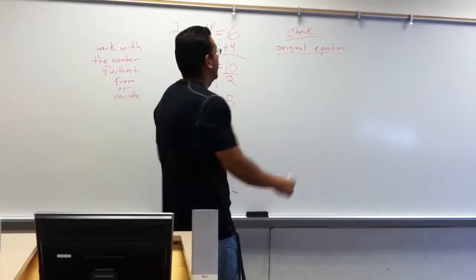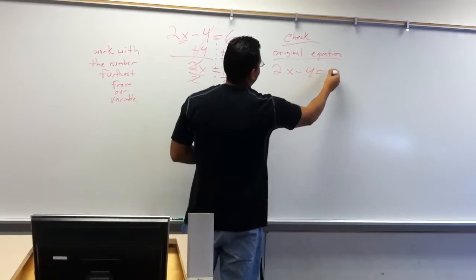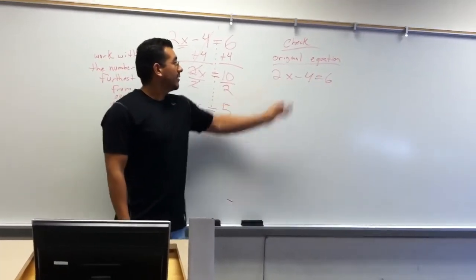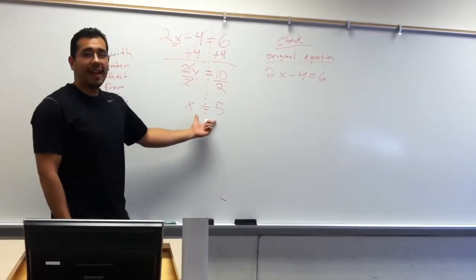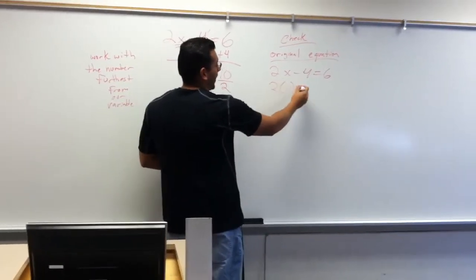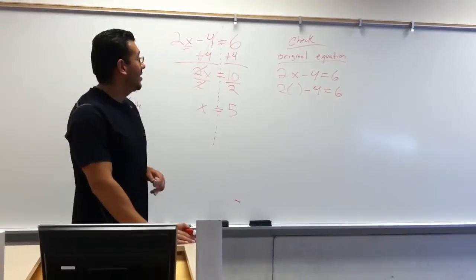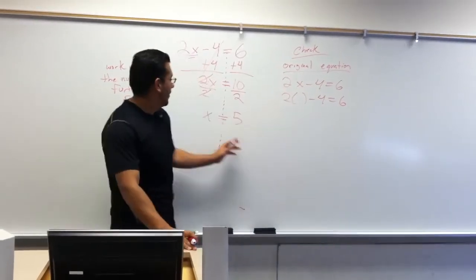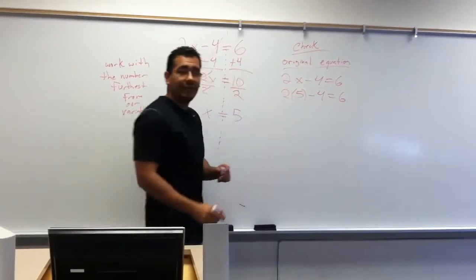Alright, good, let's go. So we have our original equation, 2x minus 4 equals 6. What are we going to put in for our x? Whatever our answer was, right? Our solution. So wherever I see my variable, that's where I'm going to plug in my answer. So I got 2 times something minus 4 equals 6. So what's my something? Well, we found it to be 5.